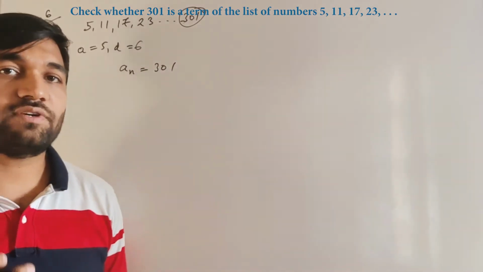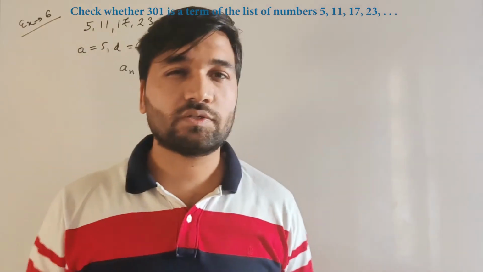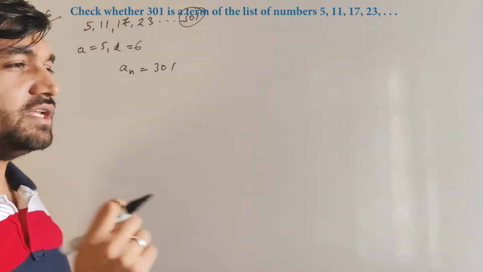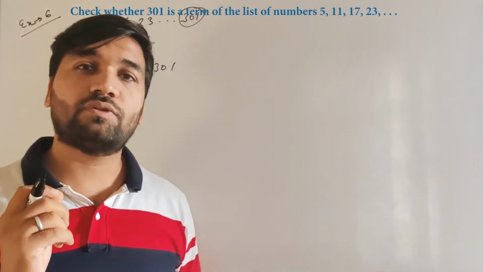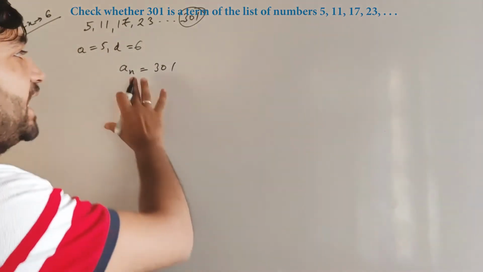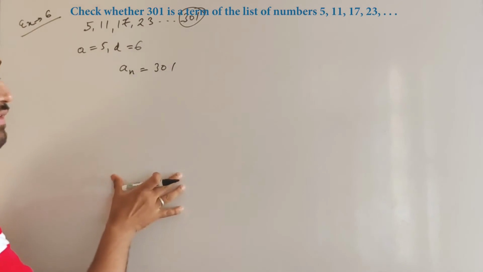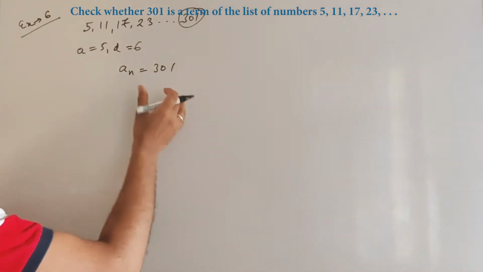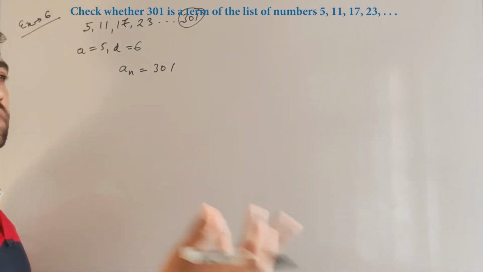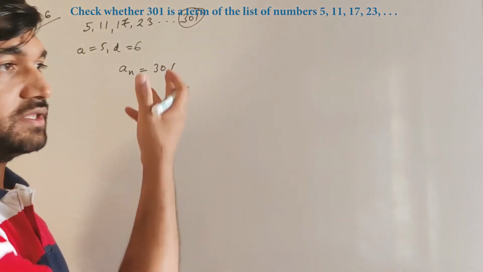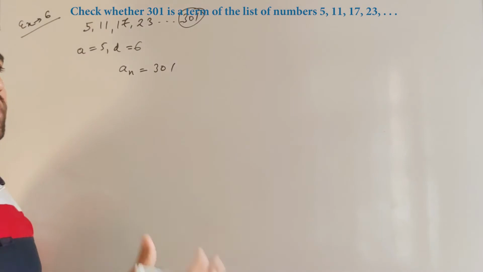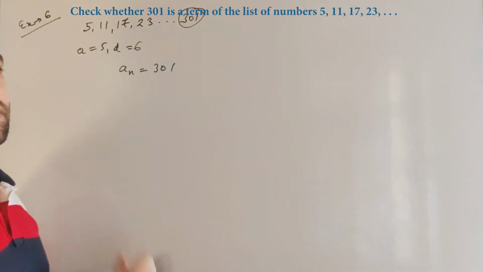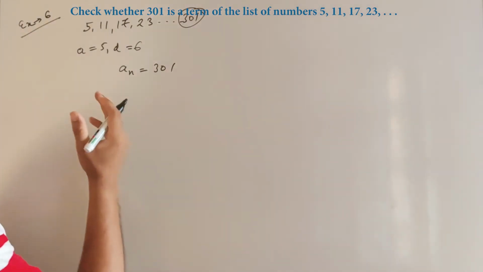When they ask you to check whether it is a term or not, what it means is that we are checking whether we get a natural number value of n. If, after simplifying, you get a natural number value of n, that means 301 will be in that sequence, in that AP. If the n value we get is a fraction, then 301 is not in this sequence. So how do we solve?